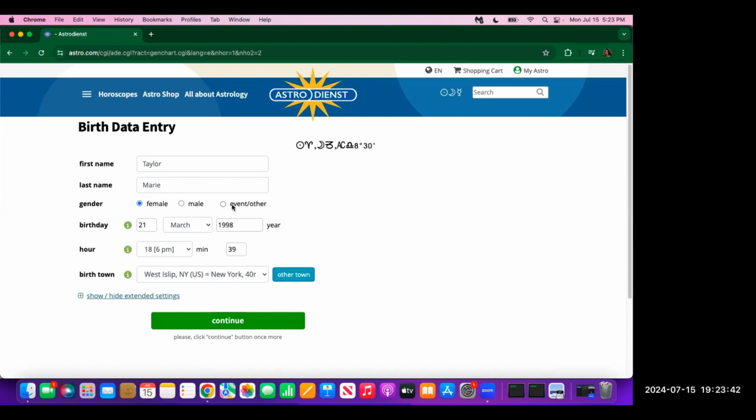What's interesting about event or other is that you would click it if you are trying to cast an electional chart, which is casting the chart of your business or of a legal contract. For example, if you were to LLC your business, the date, time, and location are the information you need to cast an electional chart, because your business has a birth chart. So you could select event or other for that.